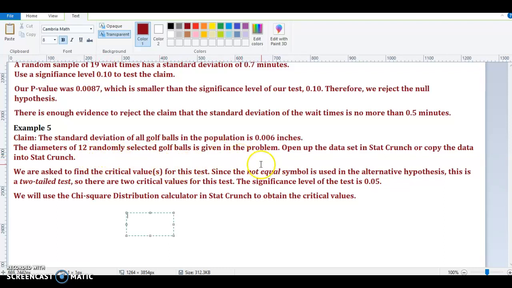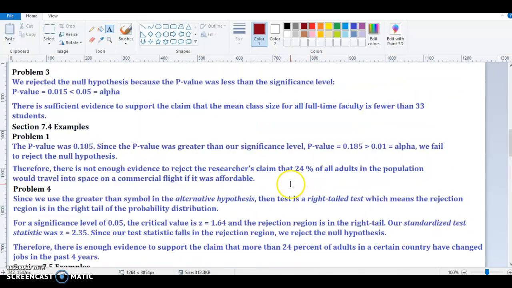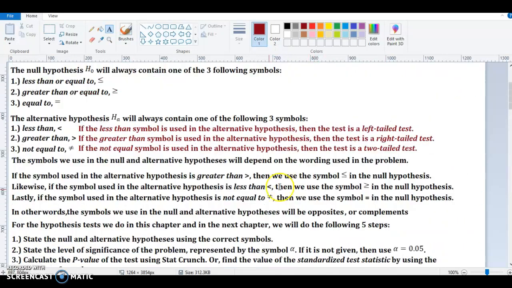So what we're going to do eventually is open up the dataset in Statcrunch or copy it into Statcrunch. But before we do that, we are asked to find the critical values for this test. Okay, so you may notice that in the setup for the problem, in the null and alternative hypotheses, the not equal to symbol is used in the alternative hypothesis. So in this case, where you were asked to find the critical values of your hypothesis test, which is not very many problems, this might be the only problem where you're asked to do that in all of chapter 7.